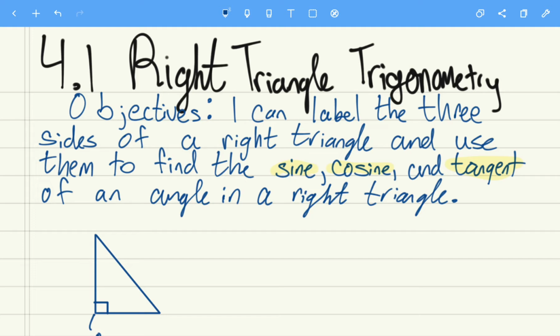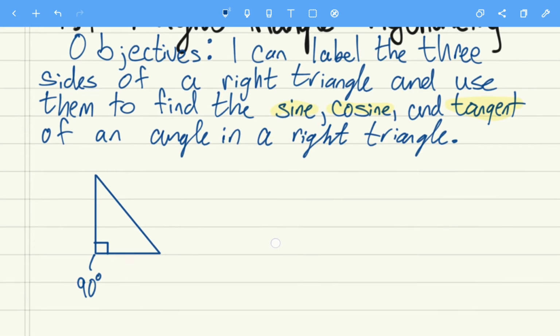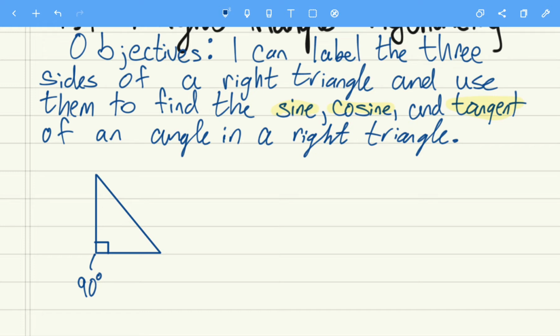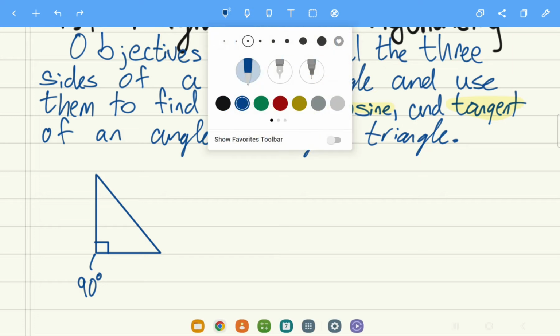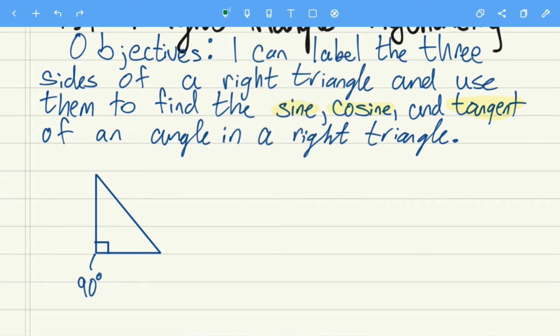So to start, let's recall what a right triangle is. A right triangle is any triangle with this 90-degree angle in the corner. So that is specifically what makes the triangle a right triangle. Now, a right triangle is special because we can label the sides based on the other angles we choose. And this can help us find the ratio between those sides. So for example, I'm going to pick a color, let's do green, and use angle A as my reference angle.